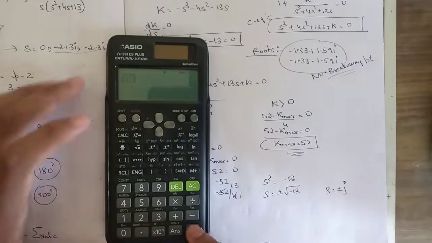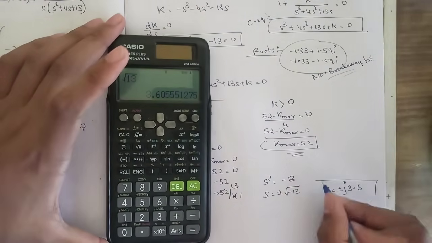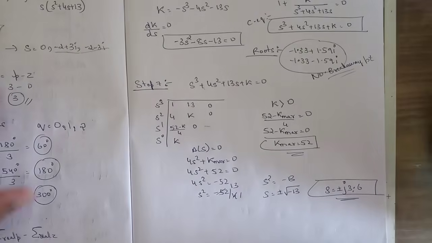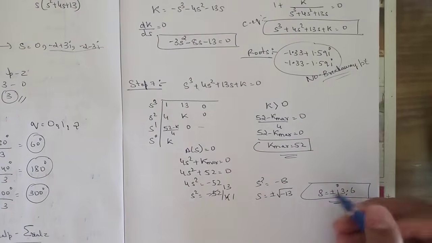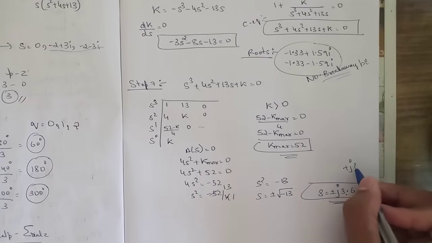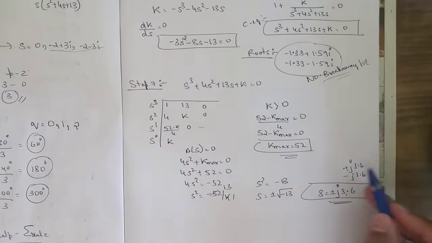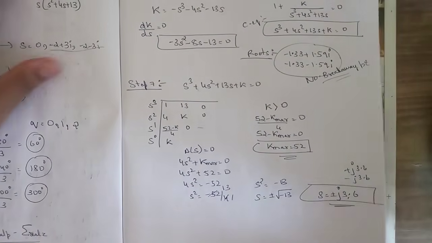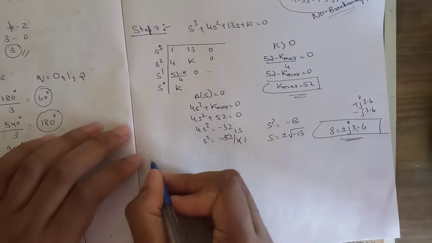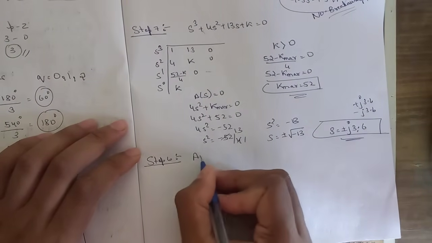Square root of 13 is 3.6. Okay, so here we got an imaginary term as the answer for this. So these are the 2 points of intersection, that is plus j 3.6 and minus j 3.6. Okay, so these 2 points we need to plot on the graph. So now we are left with only one step, that is step number 6, angle of departure.